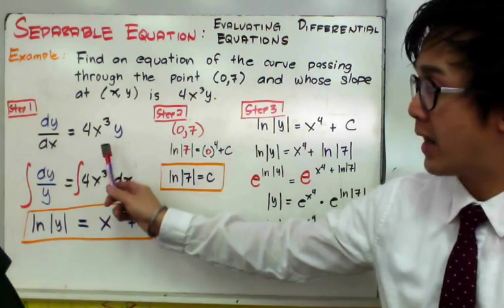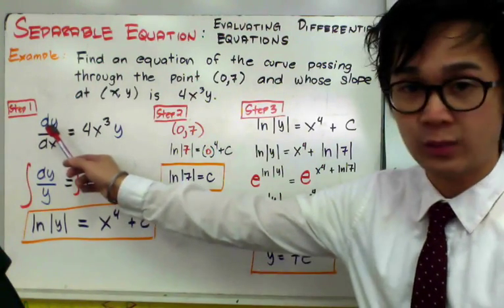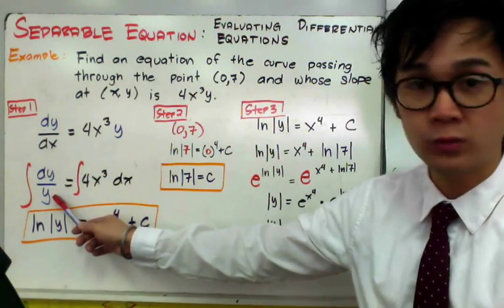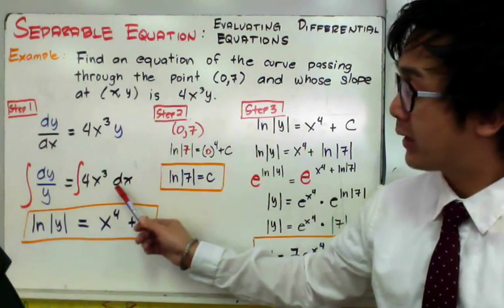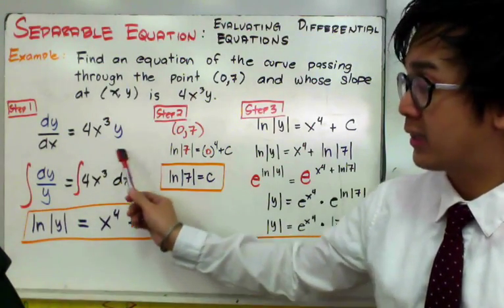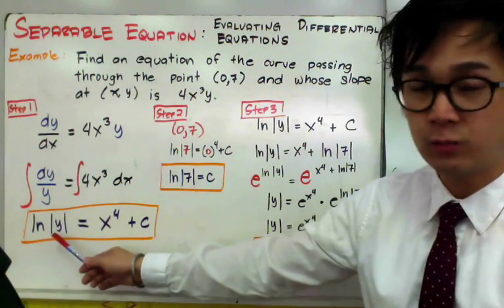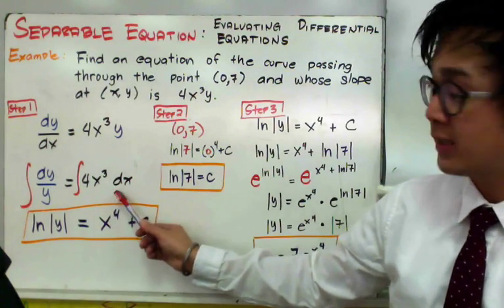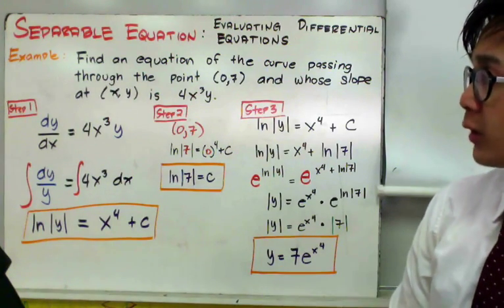But before we can do that, we need to group our dx and x together and our y with dy together. So by cross multiplication, we'll have the integral of dy all over y equal to the integral of 4x cubed dx. Now we can integrate our left-hand side and right-hand side by the technique that we did before. So the integral of dy over y is simply ln of absolute value of y, and the integral of 4x cubed dx is equal to x to the fourth plus c. And that is the first step in evaluating this problem.